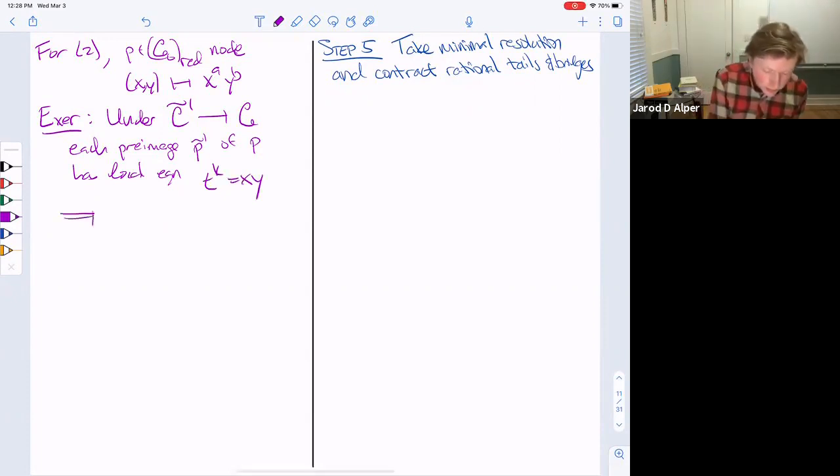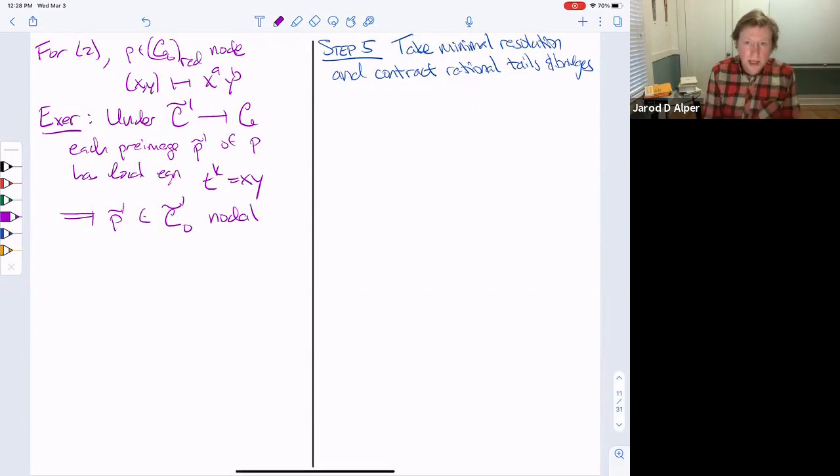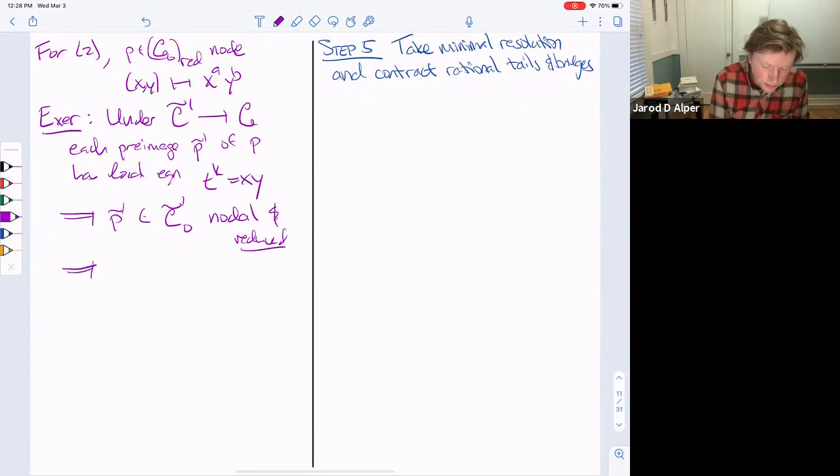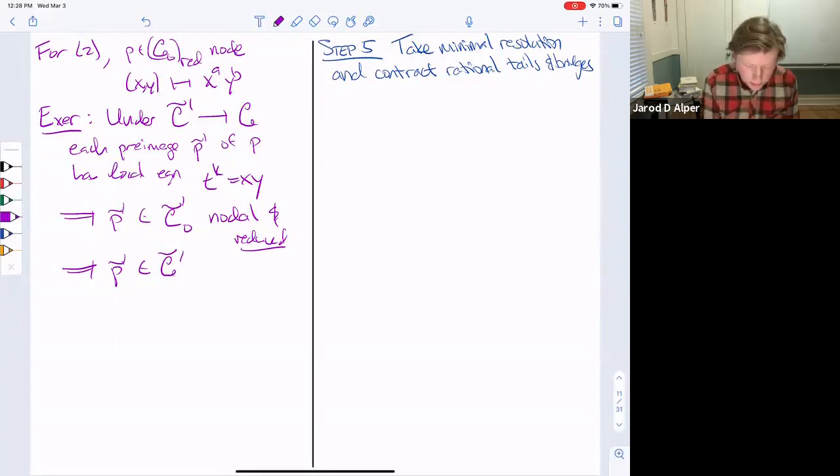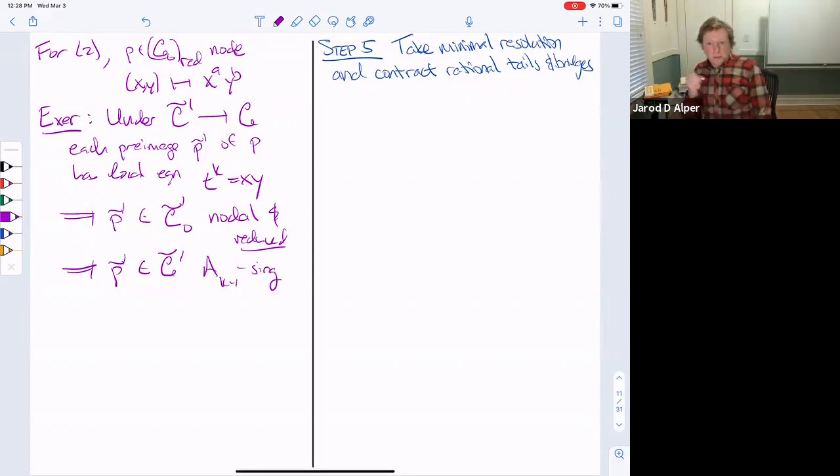And what this tells you is two things. It tells you that this point in the new central fiber is nodal, reduced and nodal. And it also tells you that the point in the total family may be singular, that this is an A_{k-1} singularity. Let me finish the argument and then take questions. Just about to wrap it up.